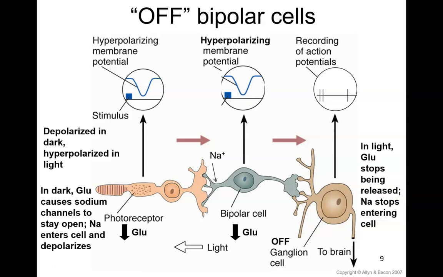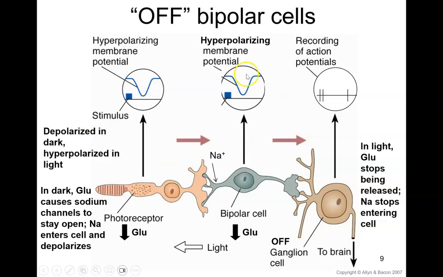So the off bipolar cell will release less glutamate onto the off ganglion cell, and the off ganglion cell will release fewer action potentials to the brain, signaling that light has increased on these particular cells. And remember, ganglion cells are the only cells in the retina that can fire action potentials.